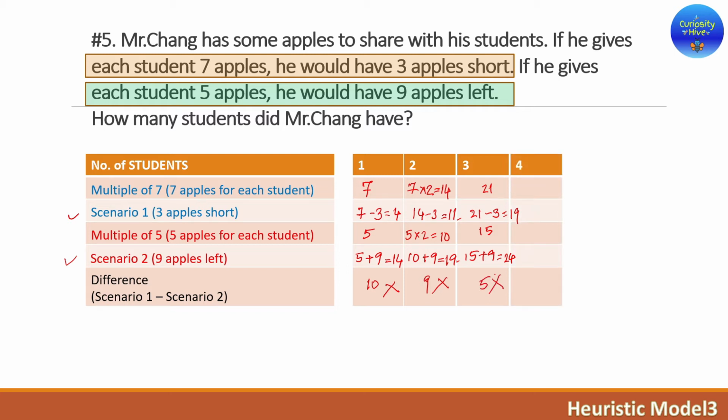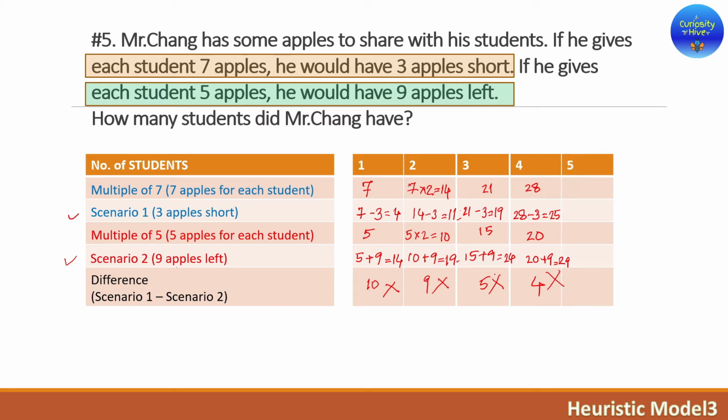Let's try if he has 4. What if he has 4 students? Well, in that case, it would be 7 times 4, which is 28. And 28 apples, if given, he would be short by 3, which is equal to 25. And in the second scenario, he would have given 5 times 4, which is 20. And if he has given 20, as per the second scenario, there would be 9 apples left, which is 29. Now, 25 and 29, the difference is 4. So, this is also not good.